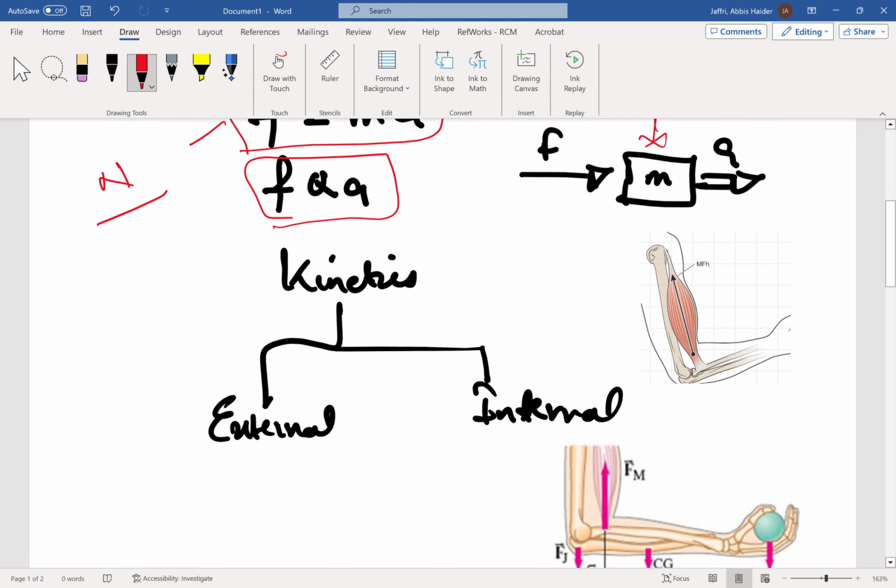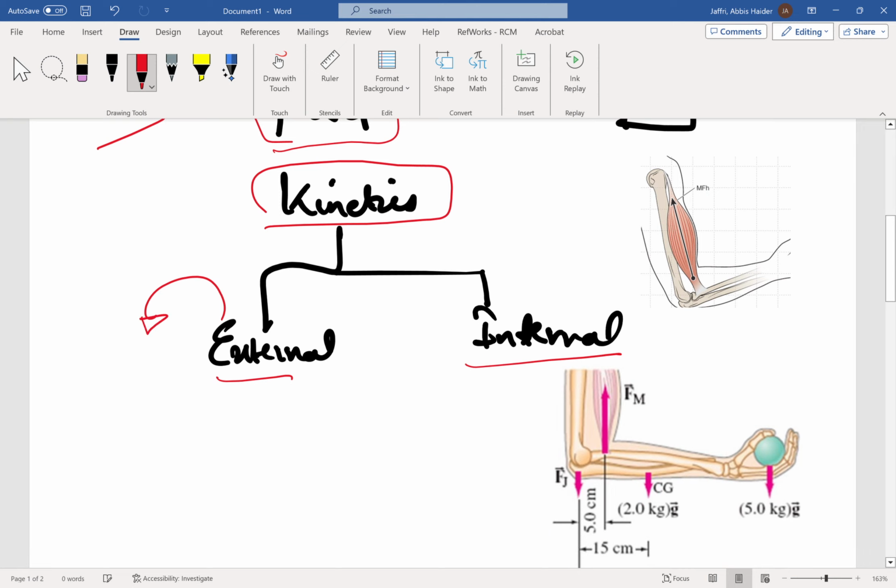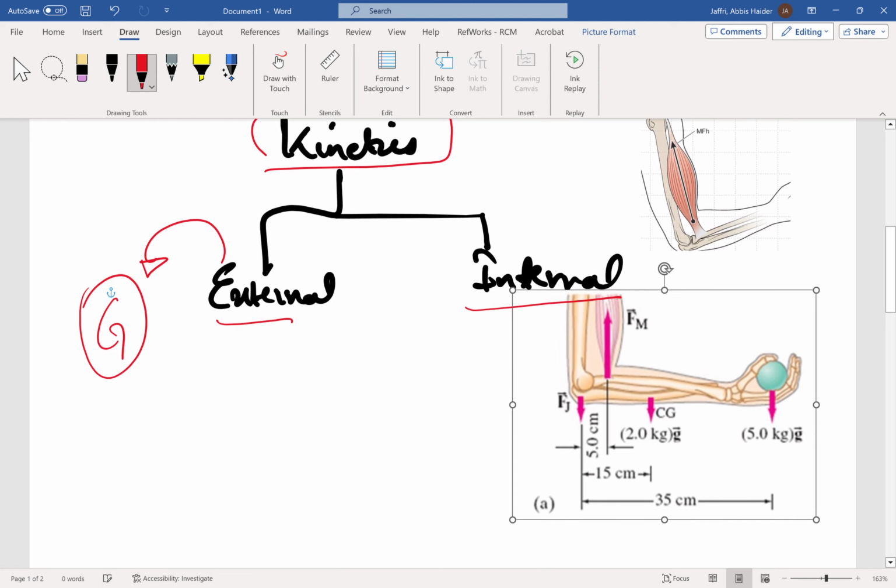Now, when we talk about human kinetics, we divide it into two main forces. One is external, and one is the internal force. External force, primarily, is that which is all the time acting on your body. That's your trivia question. What is the force that is acting on your body all the time? That is your gravity. Gravity is the pull that is all the time acting on your body, and it is pulling you downwards towards the ground.